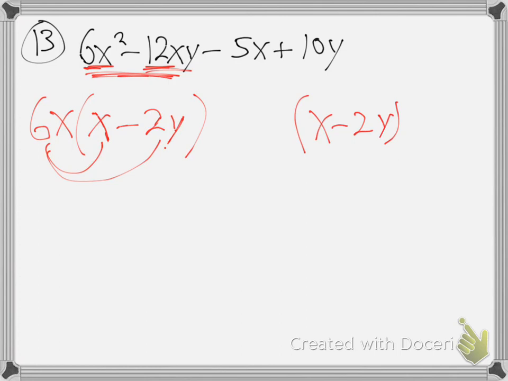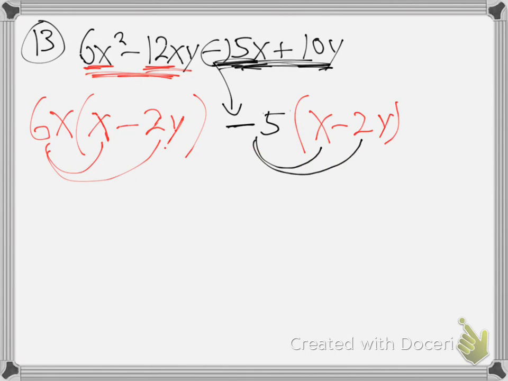Let's see. What do they have in common? What goes into 5 and 10? 5. And the front is negative. So remember, whenever the front of the group at the back is negative, take out negative 5. Is that right? Minus 5 times x is minus 5x. And minus 5 times minus 2y? Sure enough, plus, right? Two negatives multiplied are positive. Do we see that? Negative times negative is positive. Good to there?